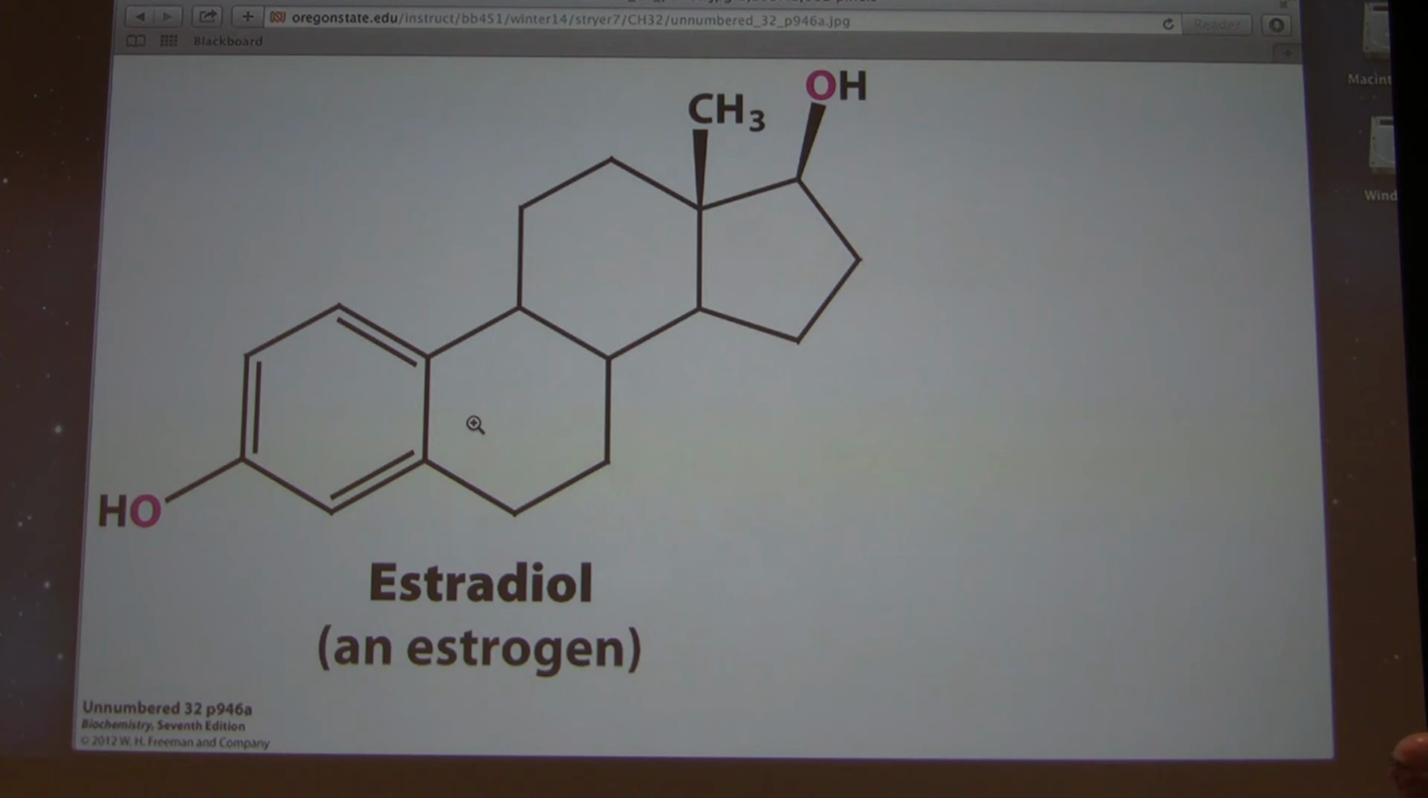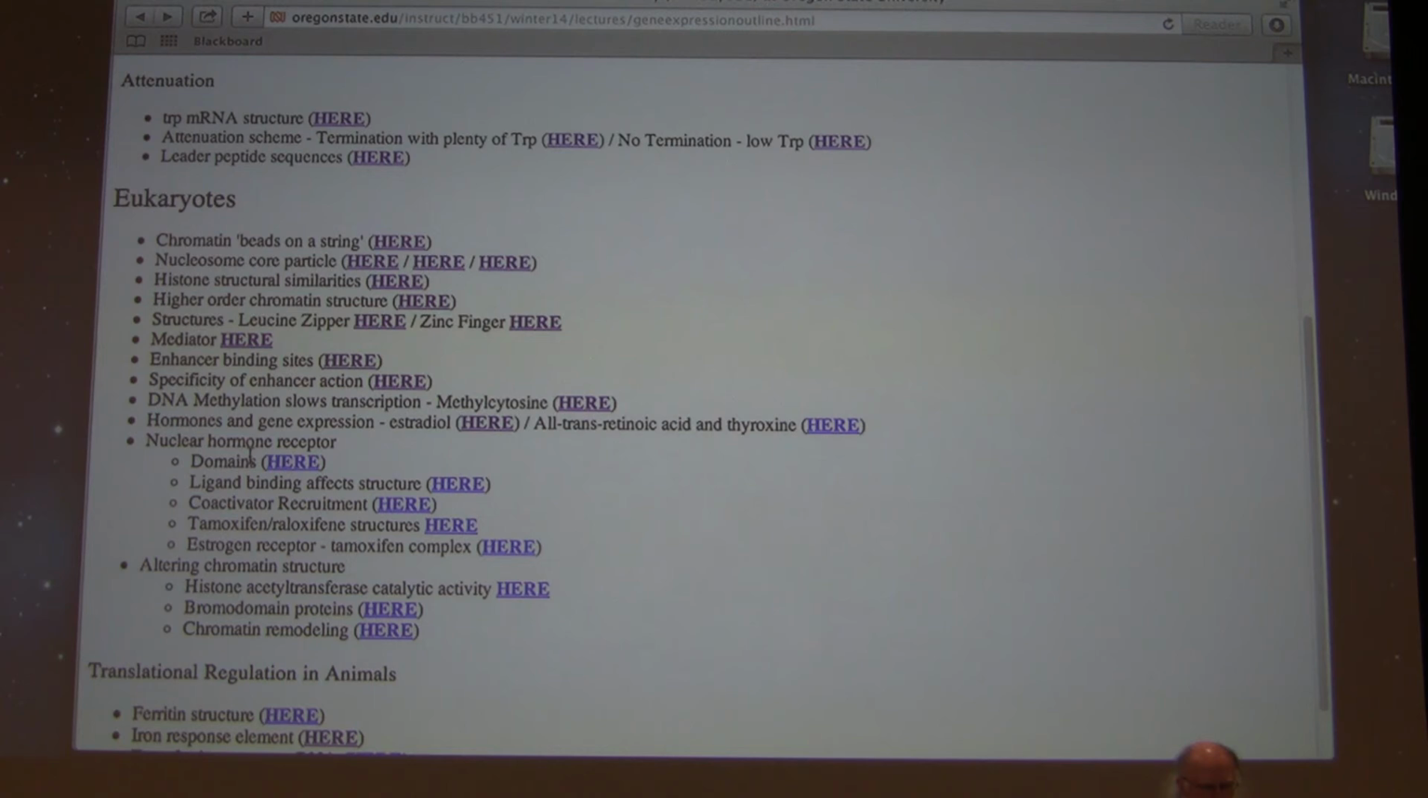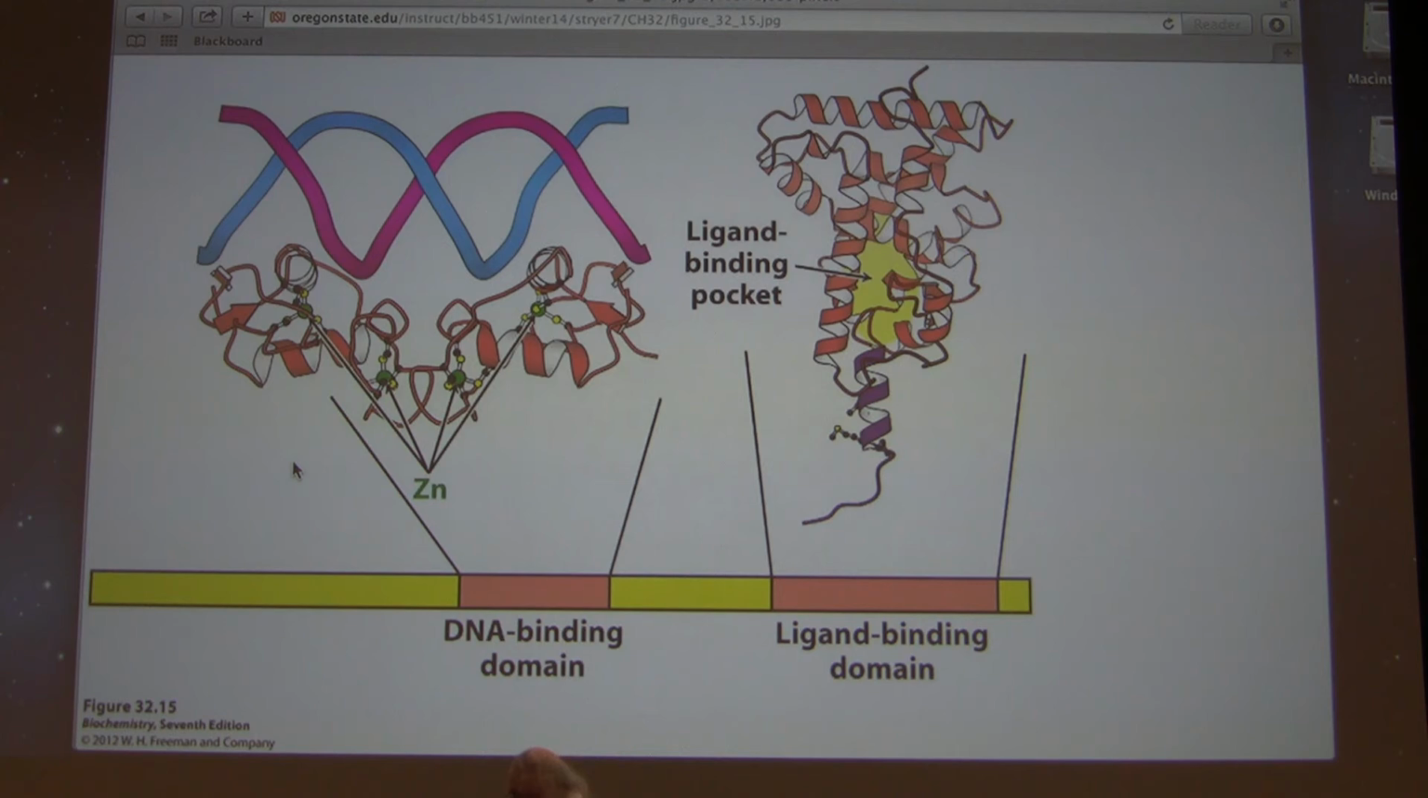Okay? It turns out that there's a specific receptor for estradiol. It's called the estrogen receptor. It's called the nuclear, I'm sorry, it's called the nuclear hormone receptor. It's also called the estrogen receptor. All right? And I want to show you a little bit about how that works. I'll come back and say a word about retinoic acid in a bit. It turns out that the nuclear hormone receptor has the ability to bind to estrogen and the ability to bind to DNA. And it turns out that these two things are in the same protein. However, they're not the same part of the protein. So the DNA binding region is separate from and independent of the estrogen binding component.